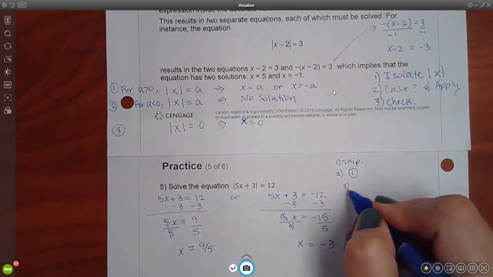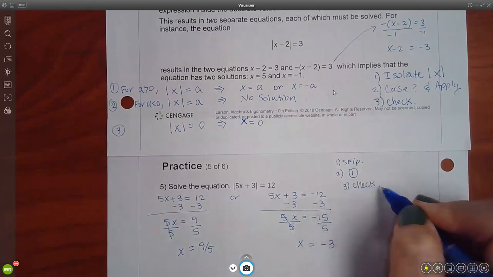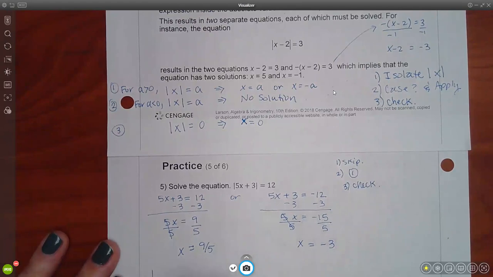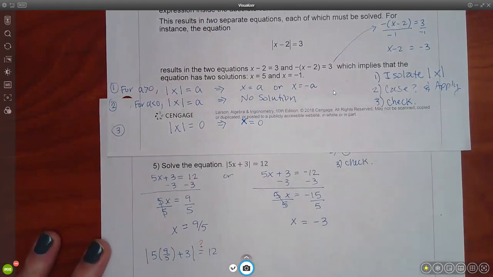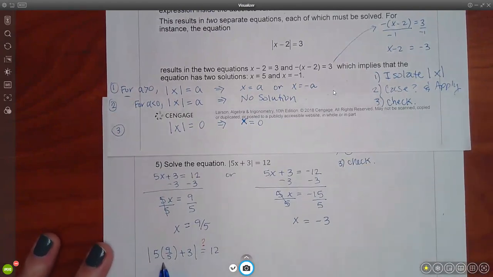Step 3 is to check, and we will go ahead and check both of those. So if I do this, 5 times a 9/5 plus 3 equal to 12. That's the big question. Are they actually equal? Okay, well, let's see. What happens when you multiply these? If you use the calculator or you don't use the calculator, what happens when you multiply these? What do you get?